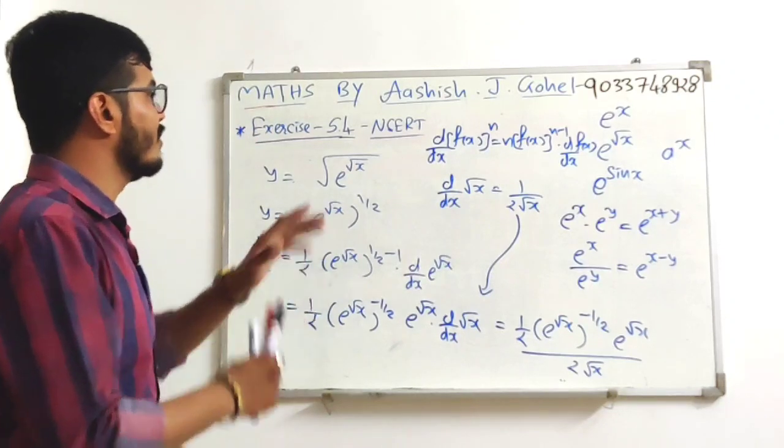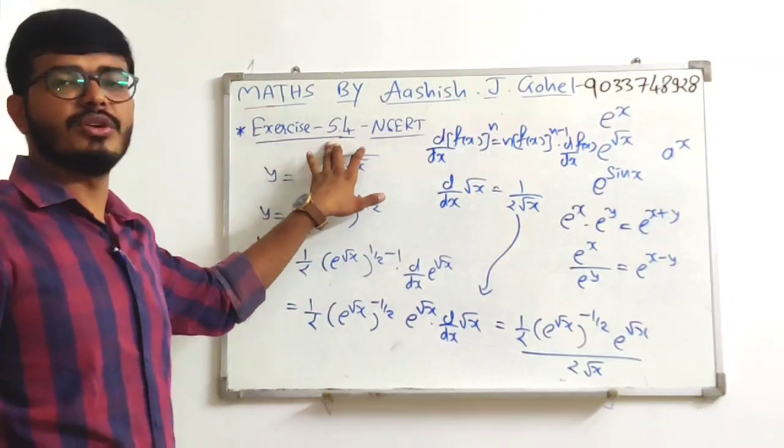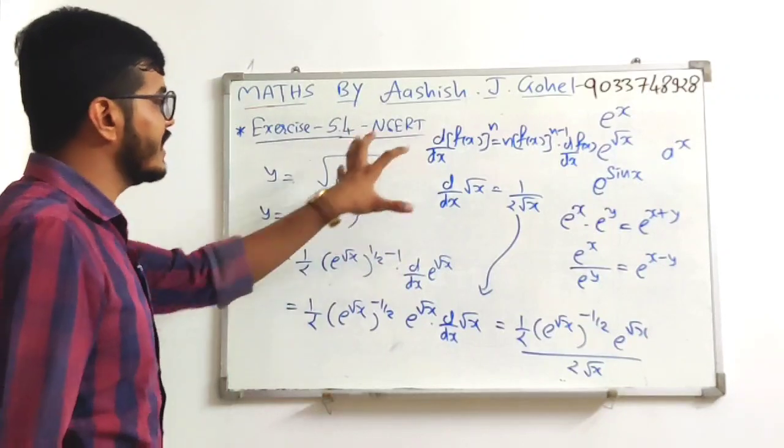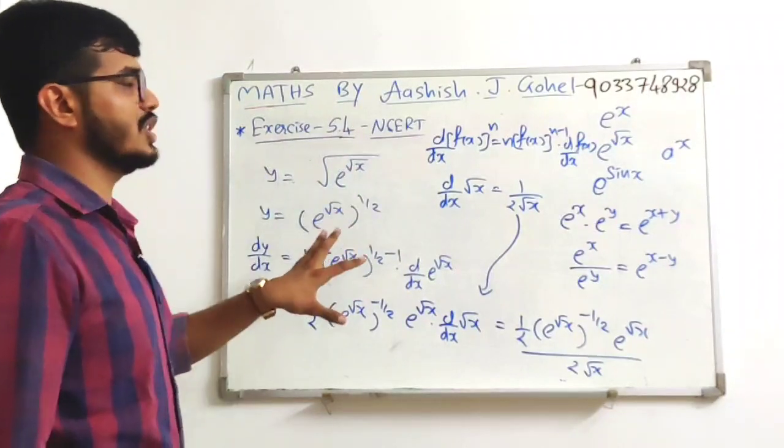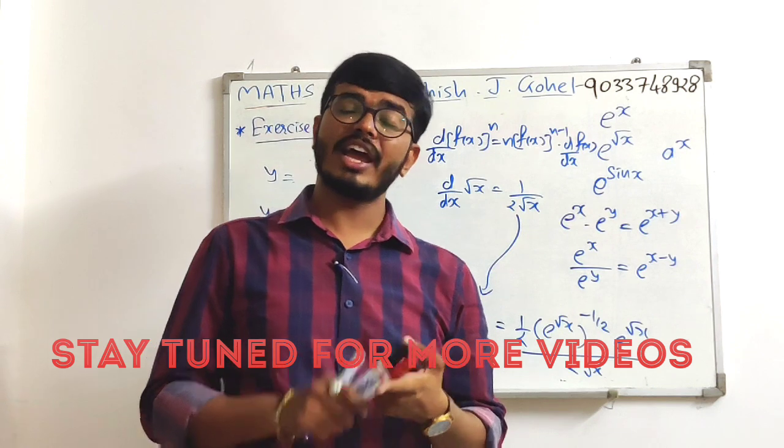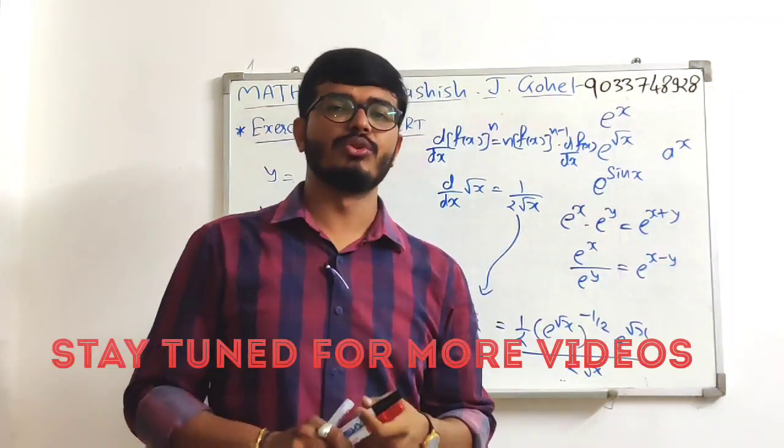So this is all about exercise 5.4. All the questions are given in this format only. We just need to apply the product rule, the division rule, and most importantly the chain rule.